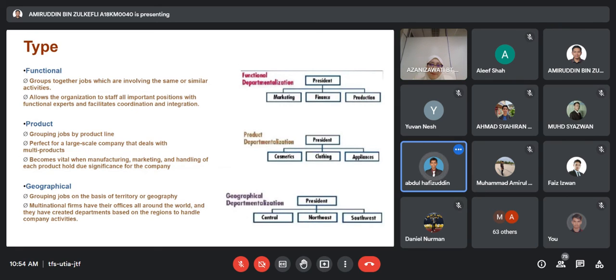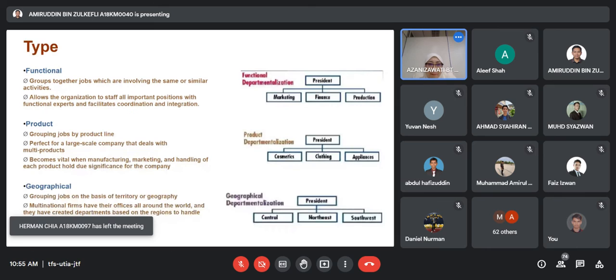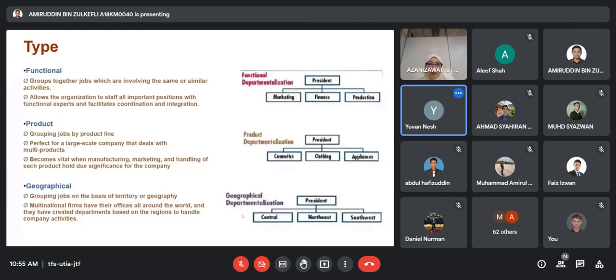Yes, please. The way I think about UTM, I would say it's functional, because the way I understand, we have the bursary, sports, and HEP, and the way it's organized is based on their function, focusing on the function. Okay. Any other answer different from Abdul Hafizuddin? Or do you have a similar point of view? Yes, similar, madam. I also think it should be functional.